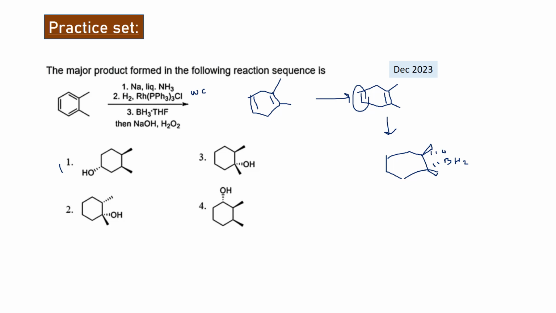And when you add H2O2 and NaOH, this carbon-boron bond will be substituted with a carbon-oxygen bond, and we will get 3 as our correct option. You have to see the stereochemistry of the product also. Between 2 and 3, here the stereochemistry is trans, but it is not possible because the BH3 addition will always be cis, and this Wilkinson reduction will always be in a cis manner. So both the methyl groups should be cis, and both this OH and H should also be cis.